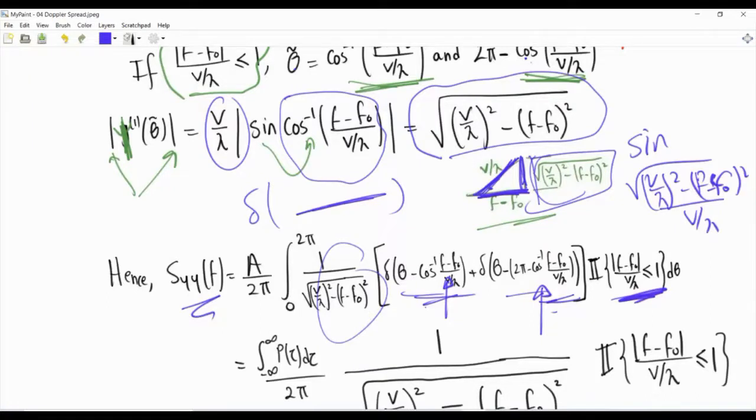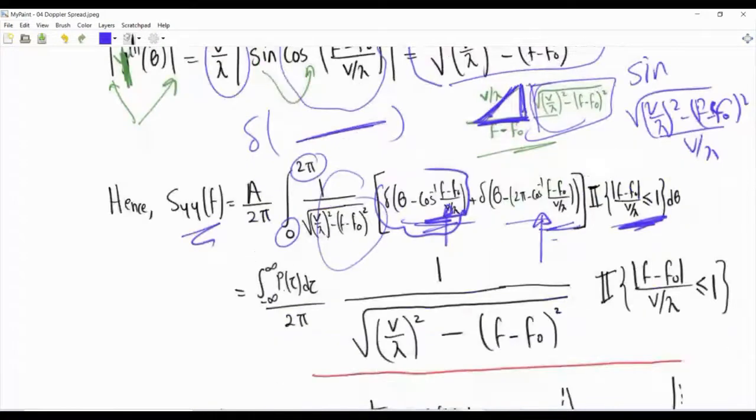And the denominator is the same for these 2 Dirac deltas, and so you can take it as a common factor. Okay. Now the integral with respect to the Dirac delta is straightforward, because this is a Dirac delta of theta minus something. And basically, if this angle lives between 0 and 2 pi, which is our case here, then the integral of the Dirac delta is 1. So you get a 1 from this Dirac delta, you get a 1 from that Dirac delta, and so you get a 2.